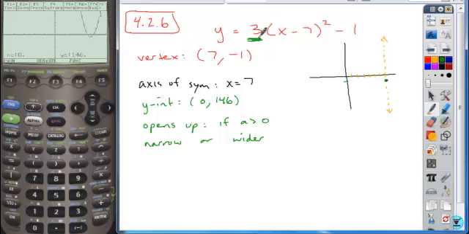And that's based on, again, the absolute value. The absolute value here is 3, so the absolute value is greater than 1, therefore it's going to be more narrow. So our graph is going to look like this. It's going to be kind of a skinnier, steeper graph. Okay, so this is what the sketch should look like, or what your graph should look like. You can see on here that it's pretty similar to what the calculator shows.